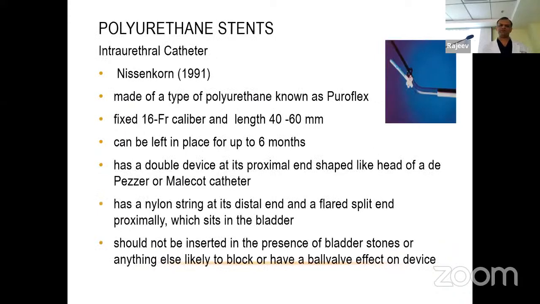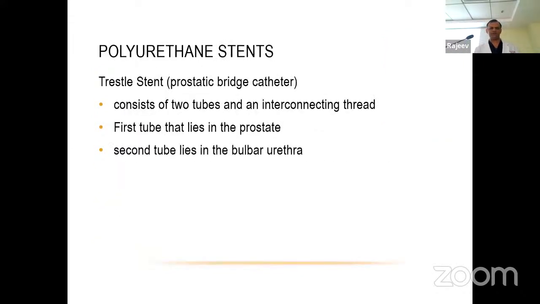Polyurethane stents are intraurethral catheters made up of a polyurethane material known as Uroflex, and these can be placed for up to a period of 6 months. They have a double device at the tip end, a nylon string at the distal end, and a flared split proximal end which sits in the bladder. These should not be inserted in the presence of a bladder stone or anything else likely to have a ball valve effect on the device. Polyurethane stents: one other example is the Testless stent.